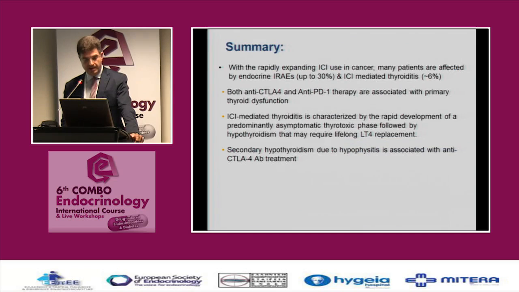So in summary, with a rapidly expanded immune checkpoint inhibitor use in cancer, many patients are affected by endocrine immune-related adverse effects, which may be up to 30%, and thyroiditis at approximately 6%. Both anti-CTLA-4 and anti-PD-1 therapy are associated with primary thyroid dysfunction, and thyroiditis is characterized by a rapid development of a predominantly asymptomatic thyrotoxic phase, followed by hypothyroidism that may require lifelong thyroxine replacement therapy. Secondary hypothyroidism due to hypophysitis is mainly associated with anti-CTLA-4 antibody treatment.